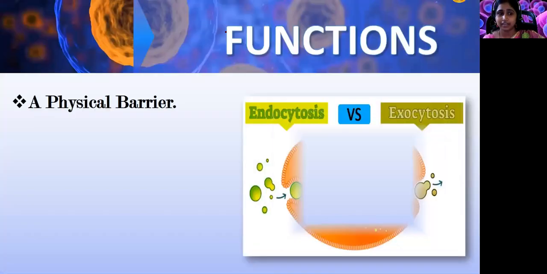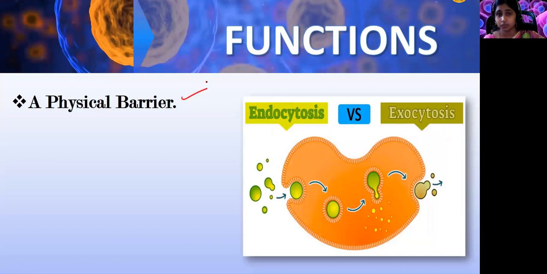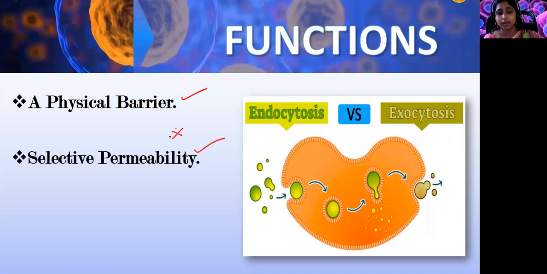Other functions: it acts like a physical barrier, which we saw already, and it is a selectively permeable membrane. It is a very important characteristic of the plasma membrane. Again, I'm stressing the words selectively permeable membrane. It will not allow whatever wants to enter or exit. It allows selectively what is required to enter, and it allows selectively to exit what is not required.